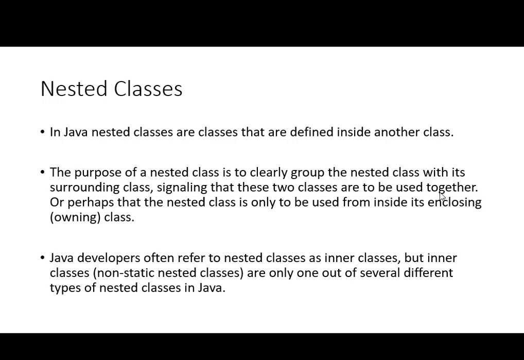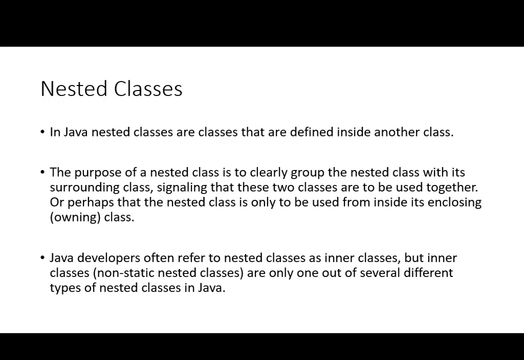So the nested class is only to be used from inside its enclosing or owning class. Here, the enclosing class means the class which is the outer part, or you can say the outer class. The outer class is known as the enclosing class, or also the owning class. It owns the class which is present inside it, which is an inner class, or a nested class.